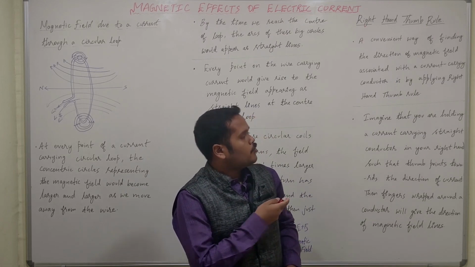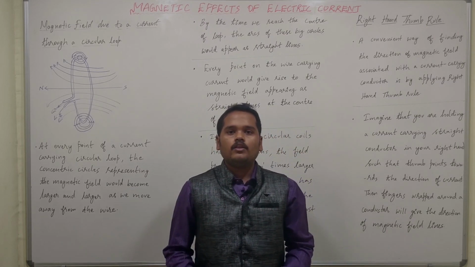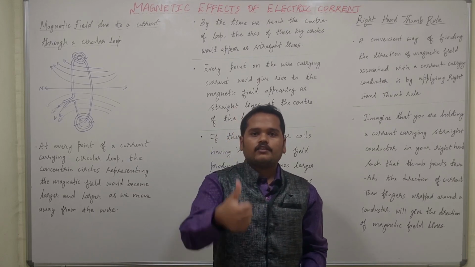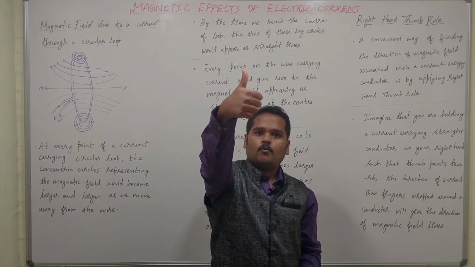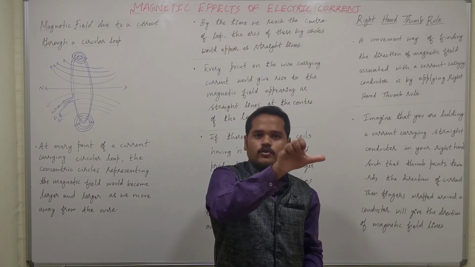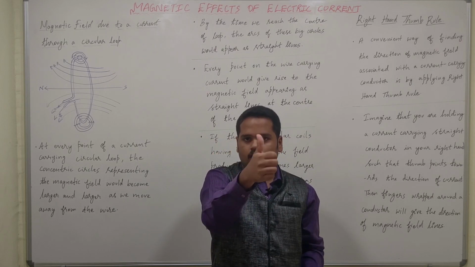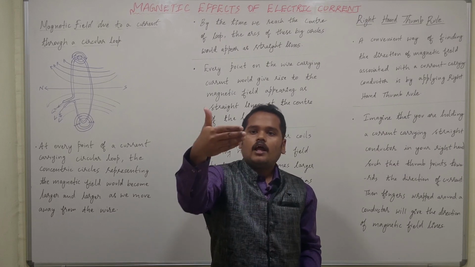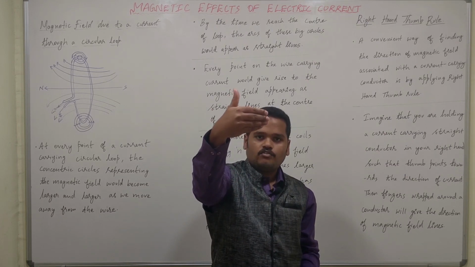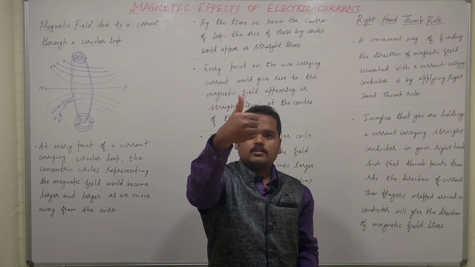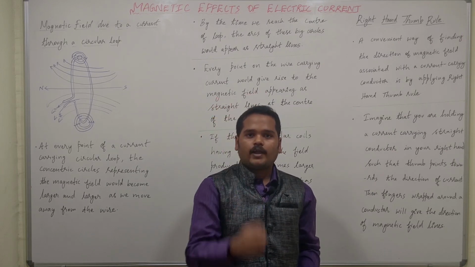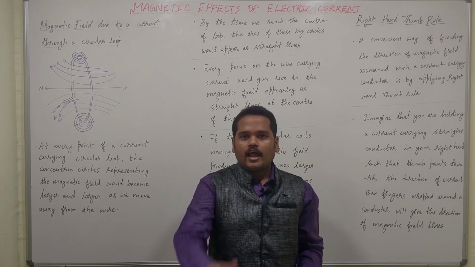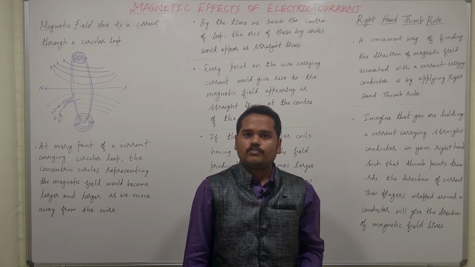Right hand thumb rule. To understand the right hand thumb rule, first we must take our right hand. Our thumb will point the direction of the current, whether the current is moving from bottom to top, top to bottom, left to right, or right to left. In whichever direction the current is moving, that is how we have to place our thumb. And the other four fingers will wrap around the conductor, and they indicate the direction of the magnetic field. These four fingers indicate the direction of the magnetic field and our thumb indicates the direction of current.